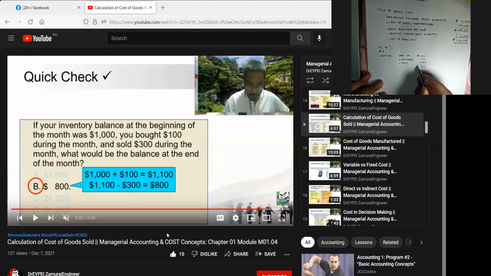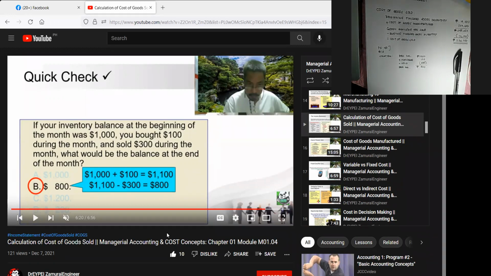See? It seems very simple, but you can commit mistakes. This is the ending balance, or ending inventory. That's how you record it. So at the end of the month, the total amount of products in your storage area is about 800. That is how we do it.